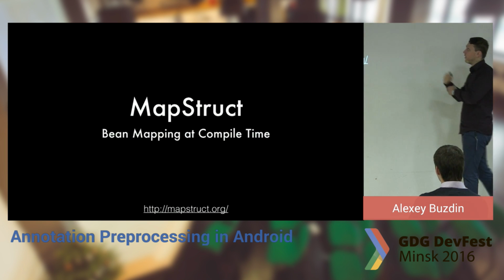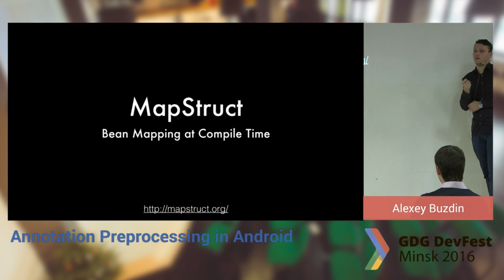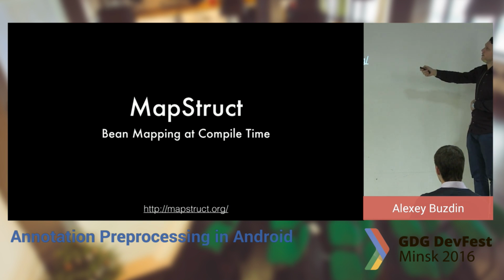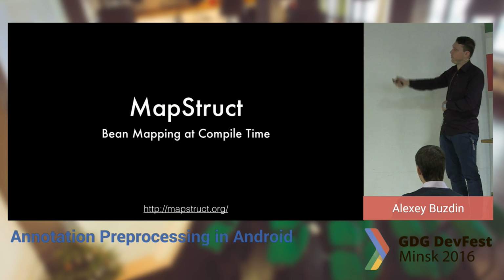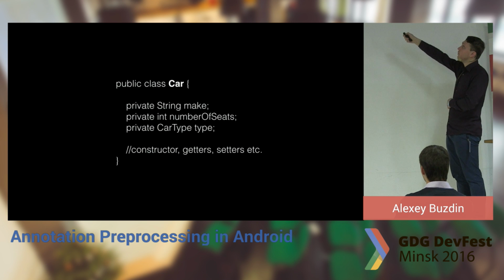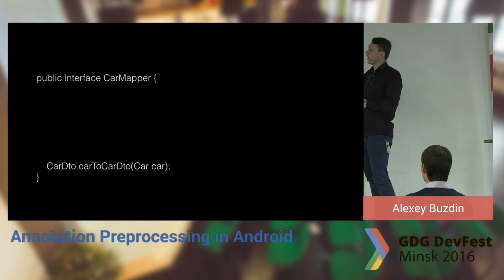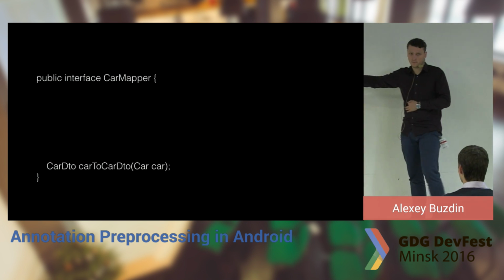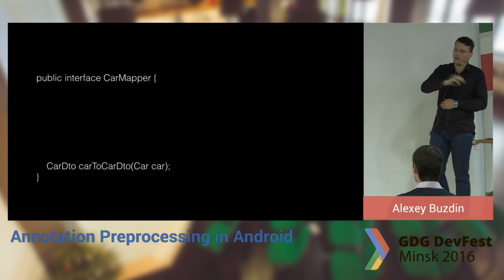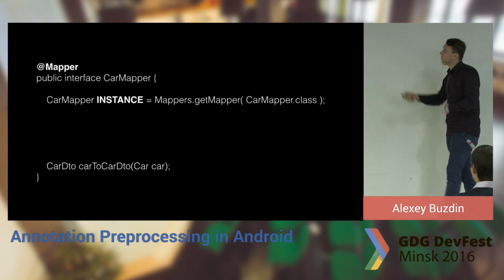So what next? There's another tool called MapStruct, which could be a saver for you in Java world, not that much in Android world. And what basically it does is bean mapping. For example, what do we want to do with a bean mapping? We have a car, class car, and somewhere we get a car and we want to make a car DTO. And usually you would need to write set, get, set. This could be done automatically, and MapStruct does it. How does it do it?